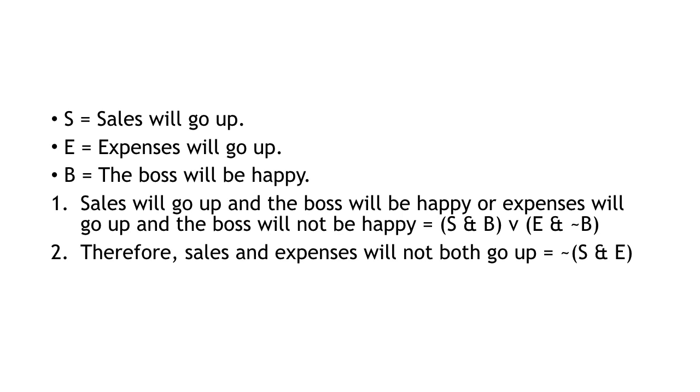S and B, sales will go up and the boss will be happy, or E and not B, expenses will go up and the boss won't be happy. Conclusion, therefore, sales and expenses will not both go up. Now you guys can probably already see this isn't a valid argument, but let's do the truth table method. It'll show us exactly where and how these premises can be true and conclusion false.